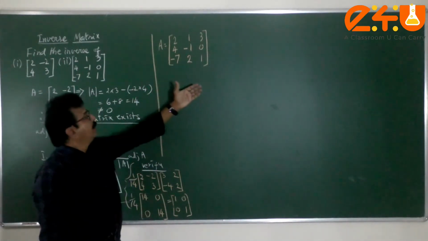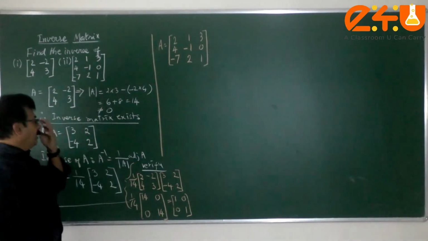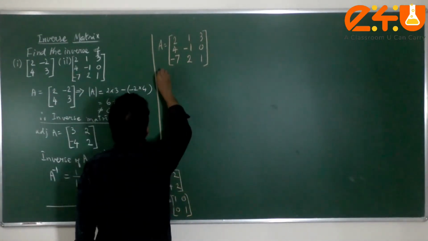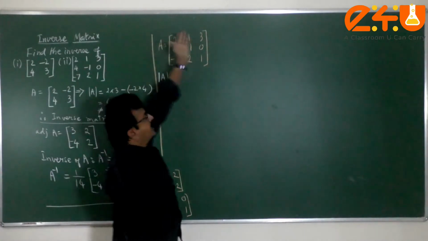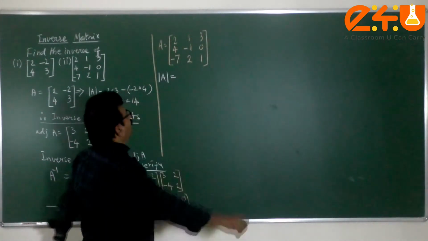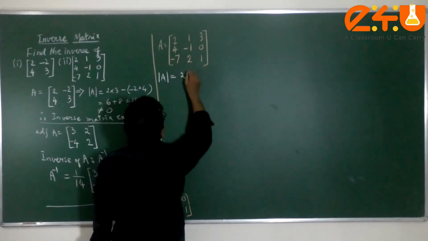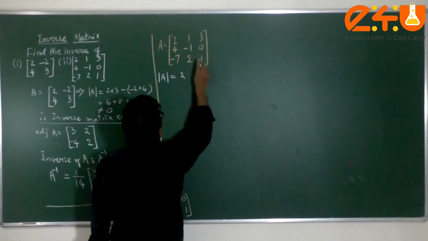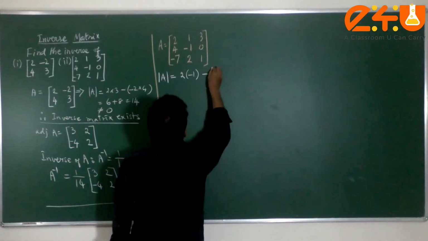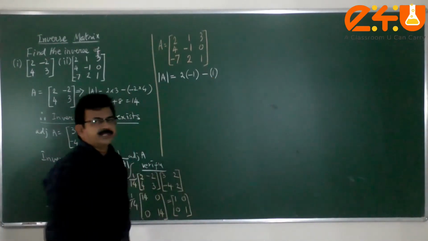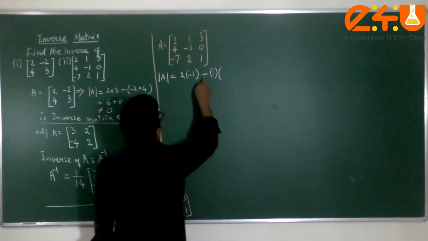We cannot skip directly to the adjoint. Earlier there was a short method present, but here we need to evaluate determinant A. Let us ideally use the default method, expansion by row 1. Row 1 has 2 into its cofactor, which is the product of diagonal elements minus 1. And thereafter, by default the cofactor sign is negative for A12 into its cofactor.